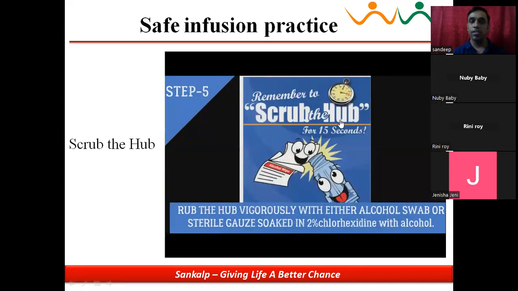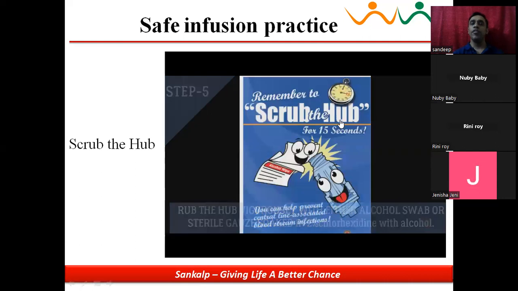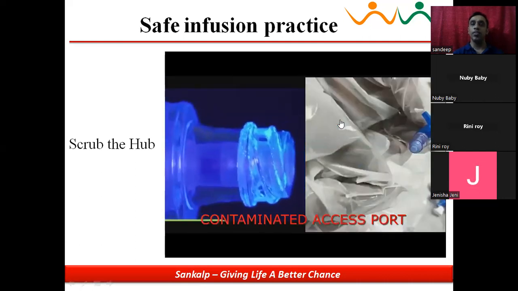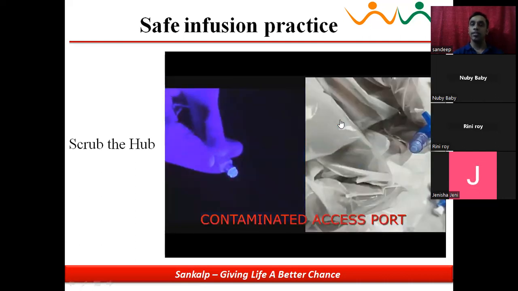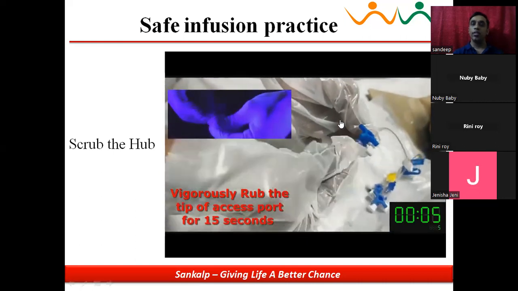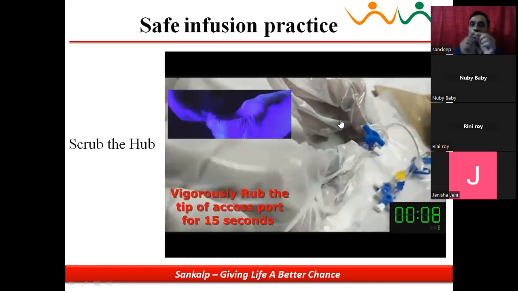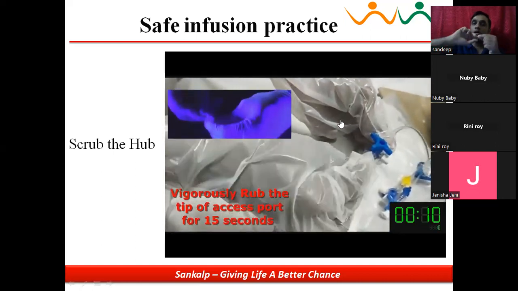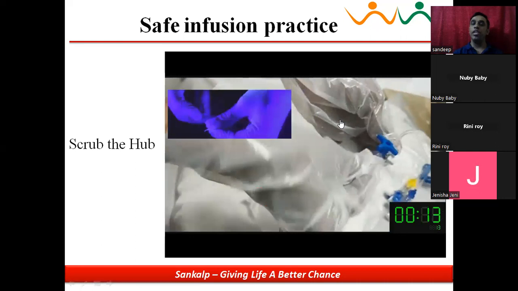The fifth step is scrub the hub. At least 15 to 20 seconds, we have to scrub. These are very key areas that we are not supposed to touch directly, so they have to be scrubbed thoroughly for 15 to 20 seconds. Again, we are not supposed to touch the center part. From the outside, we have to hold and clean that area for 15 to 20 seconds.